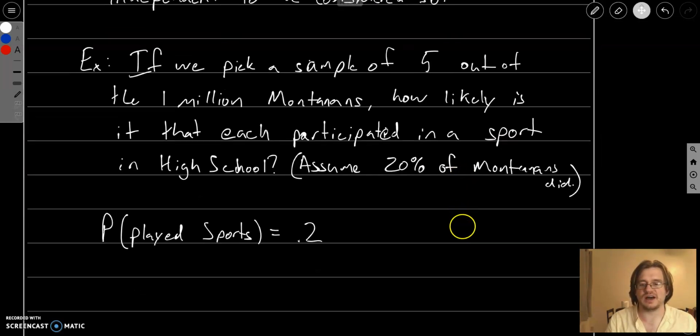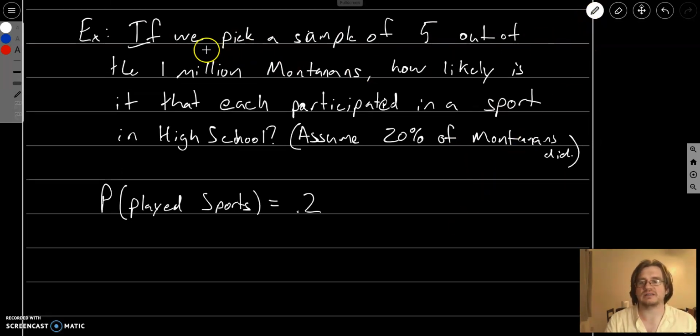So to really drive this home, let's say that we want to ask Montanans if they played sports in high school. So we want to pick a sample. This is just for maybe a small class project. So we're just going to pick five people and ask them if they played sports in high school. Well, there's about 1 million Montanan residents. So the question is, how likely is it that each of the 5 people that we ask participated in a sport in high school? So we'll assume that, let's say, 20% of Montanans played some sport in high school.